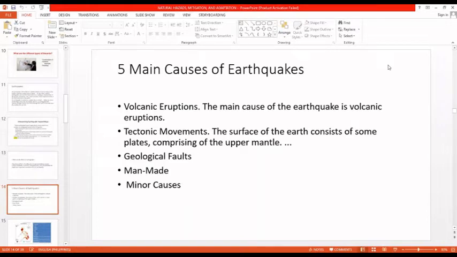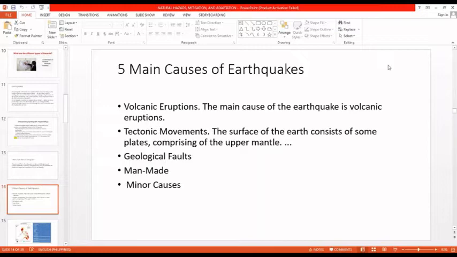Next we have the tectonic plates. Di ba we have the faults, yung mga plate tectonics rather. The surface of the earth consists of some plates, which alam niyo naman yan, comprising of the upper mantle. These plates are always moving, thus affecting the Earth's crust.